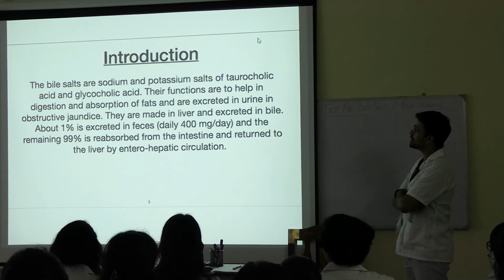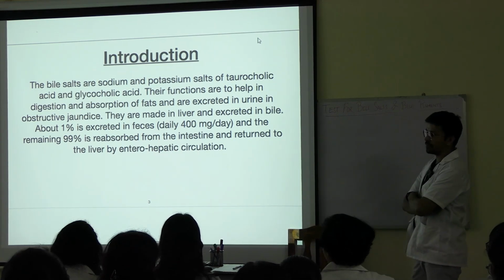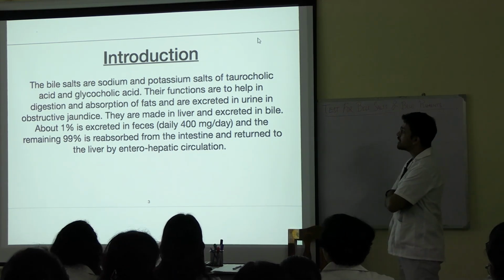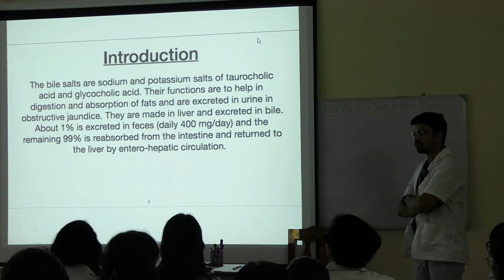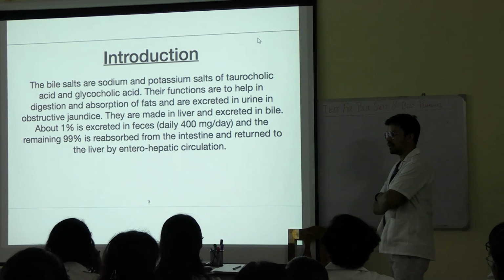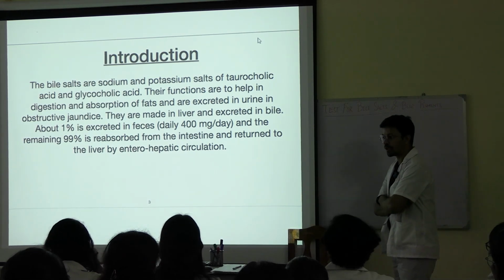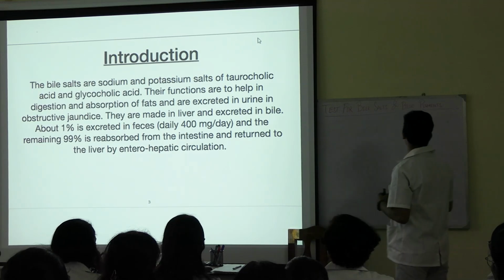Their function is to help in the digestion and absorption of fats. That is their function, and then they get excreted in urine. But in case of obstructive jaundice, what happens? They are excreted more in urine. Now this is a little contradictory. If it is obstructed, how is it excreting more into urine? Let me draw a picture, then you can understand.